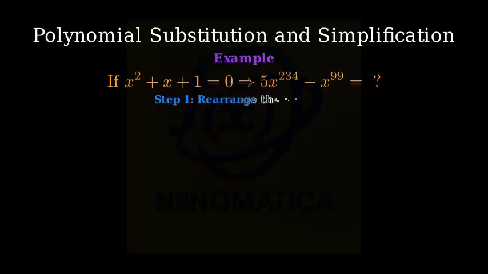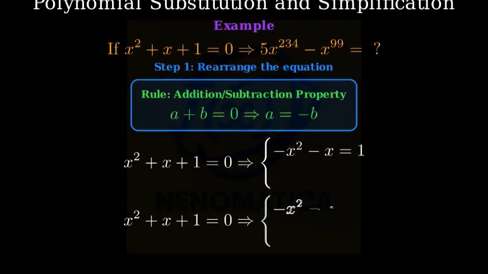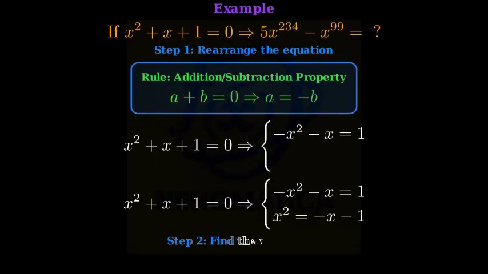Let's start by manipulating our given equation x squared plus x plus 1 equals 0. First, we can rearrange to get negative x squared minus x equals 1. From our rearranged equation, we can also say that x squared equals negative x minus 1. This gives us a way to express x squared in terms of x, which will be useful later for simplifying higher powers. Now, let's find x cubed.